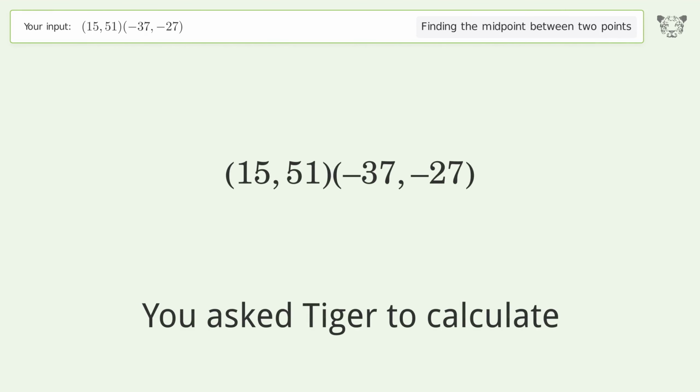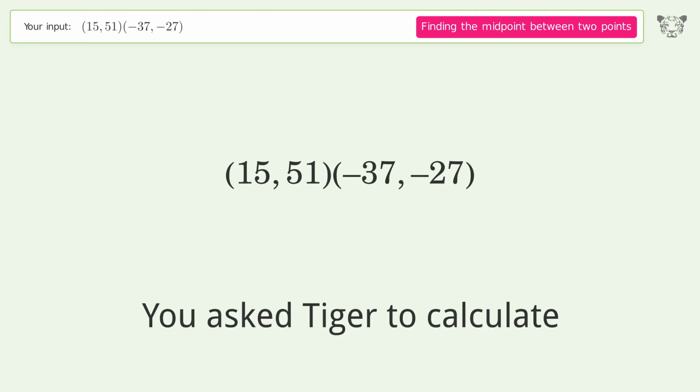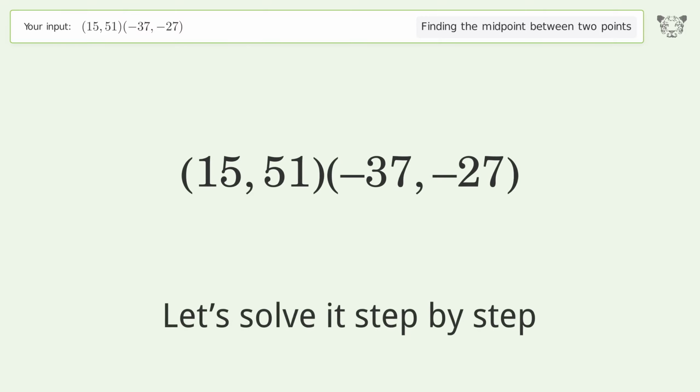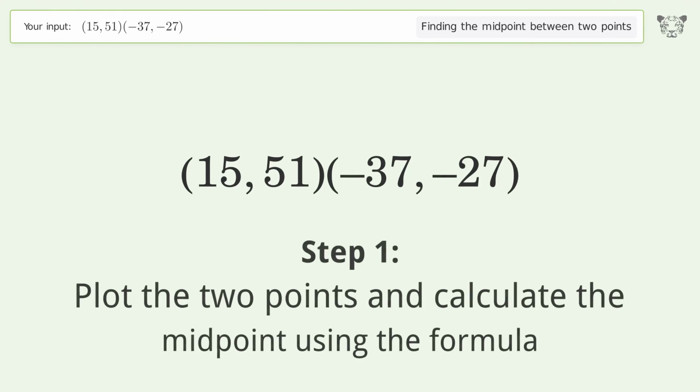You ask Tiger to calculate. This deals with finding the midpoint between 2 points. The midpoint between the 2 points is negative 11, 12. Let's solve it step by step. Plot the 2 points and calculate the midpoint using the formula.